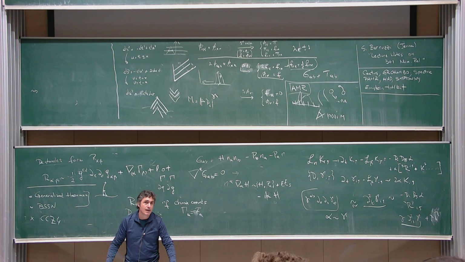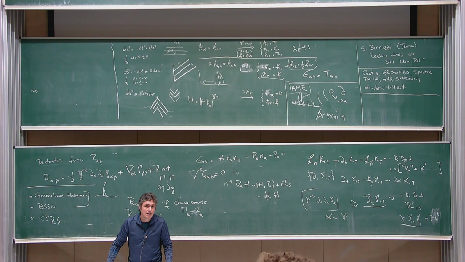So what do you actually mean by solving the Einstein equations when the constraints are not fulfilled? I mean, the constraints are parts of Einstein equations.